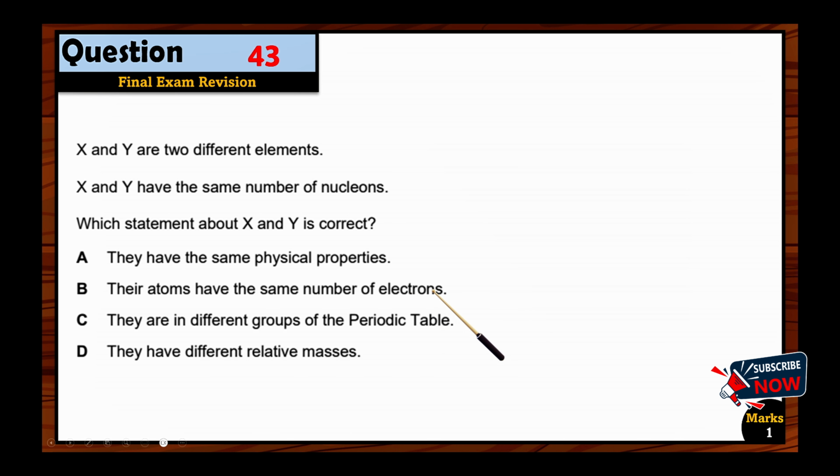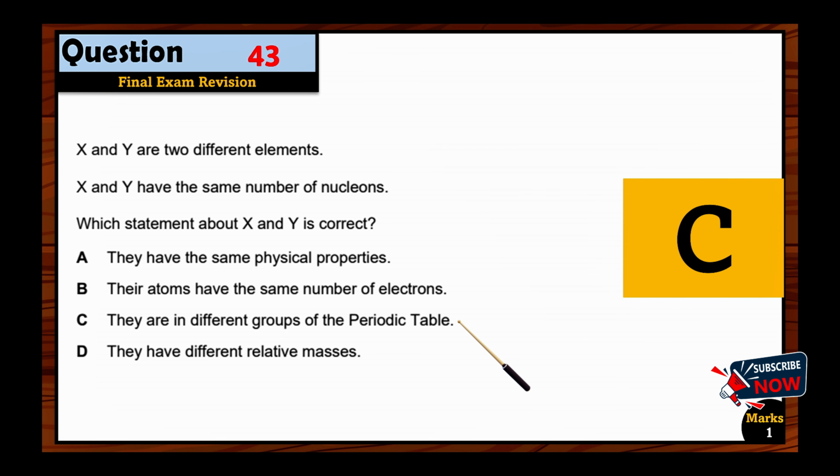Do the atoms have the same number of electrons? No, it's not right because they are different elements. They can't have the same number of electrons, because the proton number will not be the same, so the electron number, of course, will not be the same. They are in different groups of the periodic table. So they can be in different groups of the periodic table. That is right, because they are different elements, right? So they can have different numbers of electrons. So that option is correct.